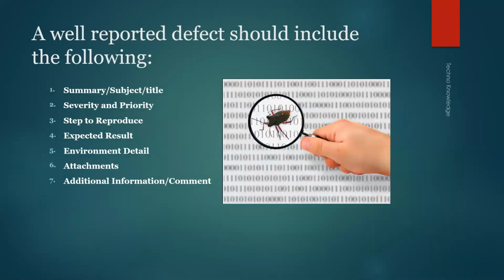So how should a well-reported defect look? You must also have certain guidelines or certain sections in your mind. I will just try to collate them in one place. Typically, you would start with the summary, the severity and priority, the steps to reproduce, expected results, environment details, attachments, and any additional information. We will be talking about them in our future slides.